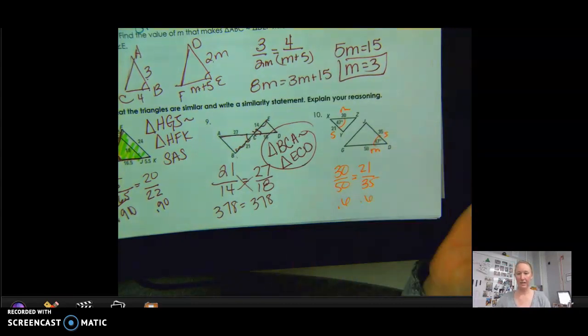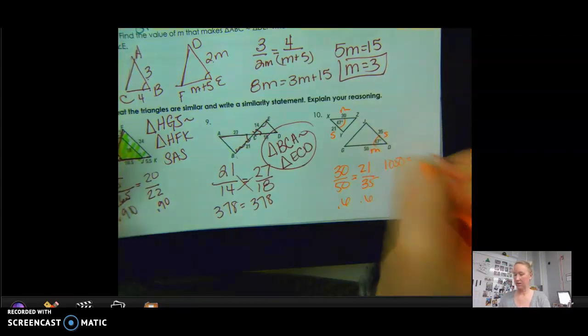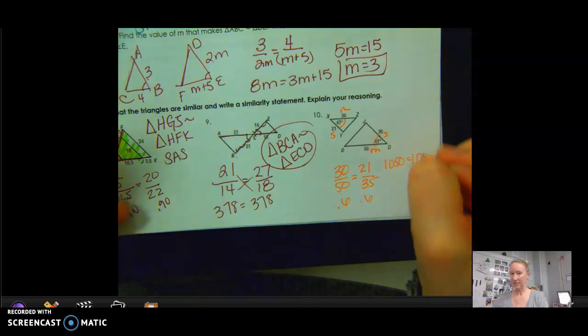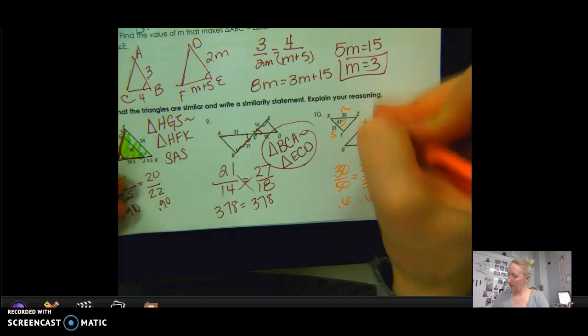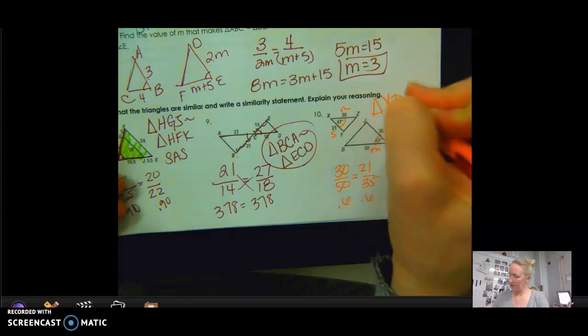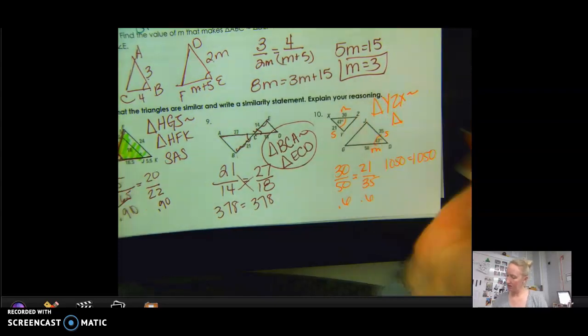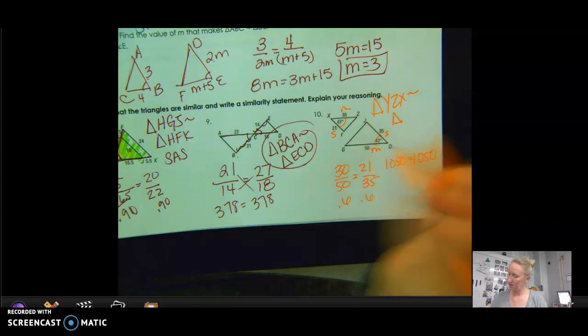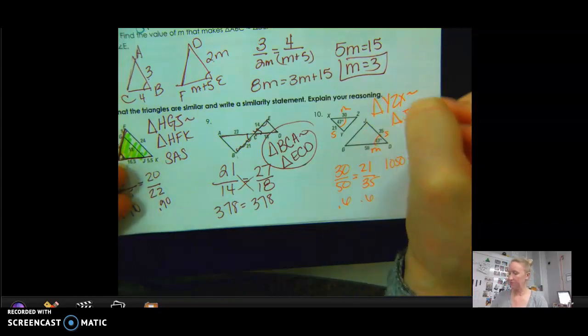If I did what I did last time and I cross multiplied, I would get 50 times 21, which is 1050. That should be equal to 30 times 35, which is also 1050, and it is. So triangle YZX is similar to triangle, Y to Z to X goes blank side to medium side. So we want blank side to medium side, so that's J to G to D.